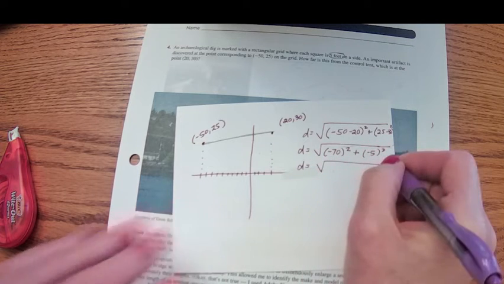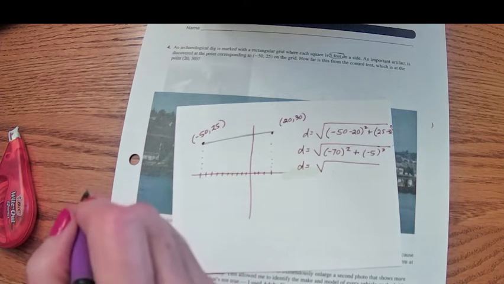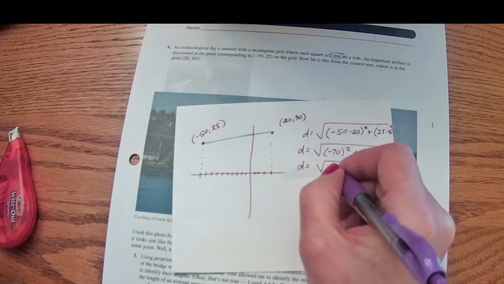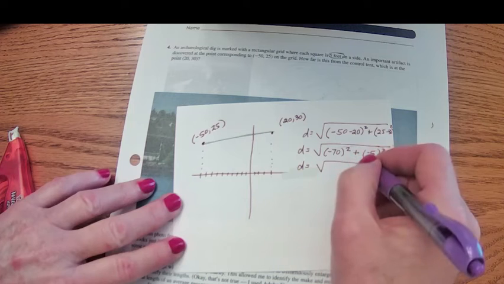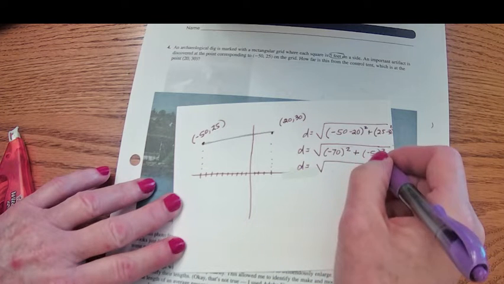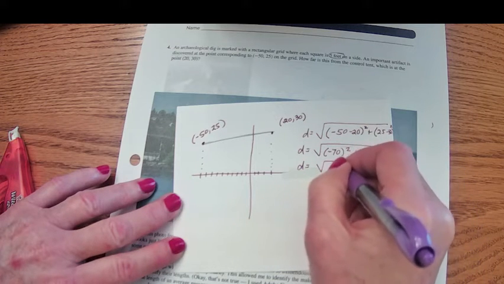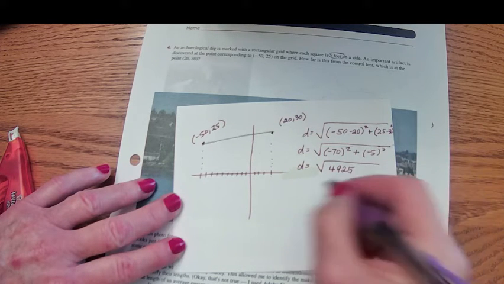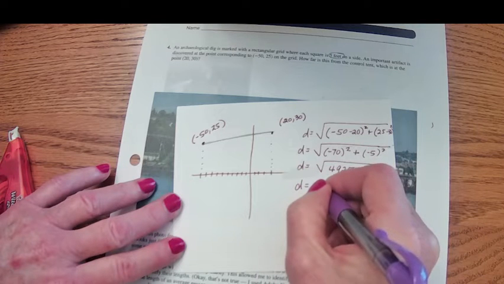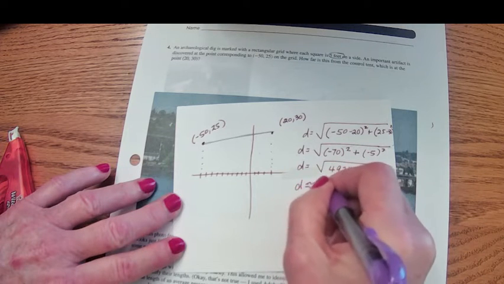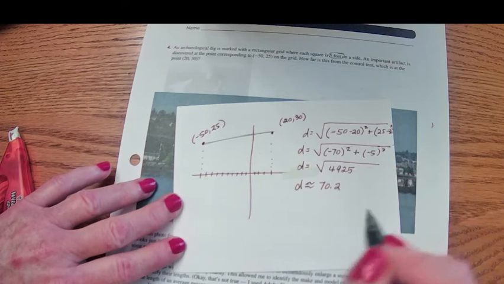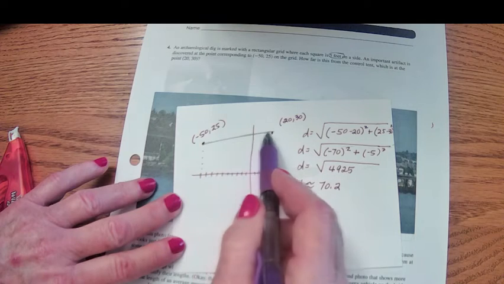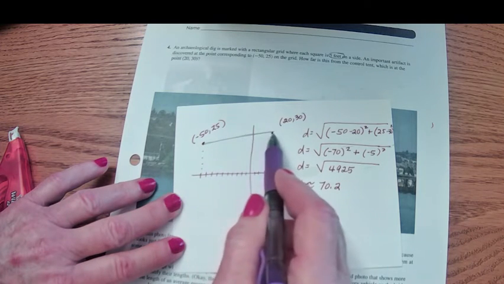Okay. 70 squared on your calculator plus negative 5 squared on your calculator is going to be 4,925. And if you find the square root of that, that's approximately 70.2. So on this scale, this would be 70.2.